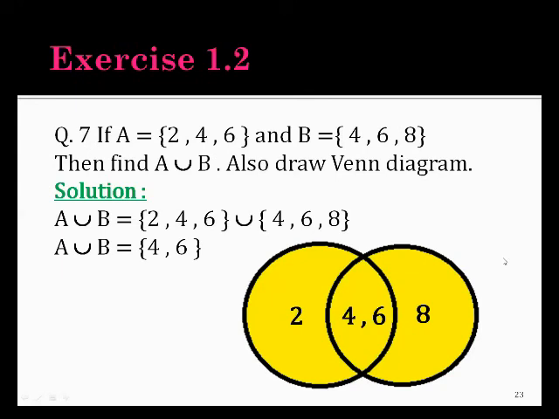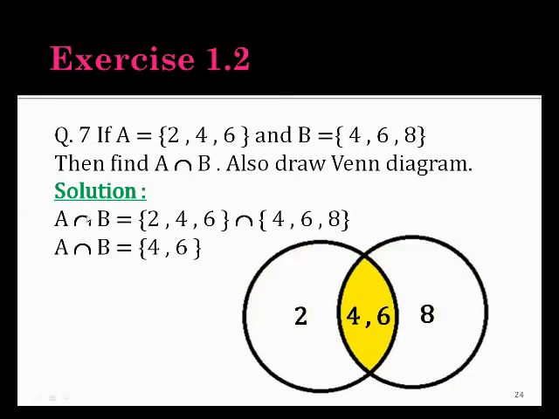Okay, students, here we have the same question, but we have to find the intersection. If we have a set A equal to 2, 4, 6, and we have a set B equal to 4, 6, and 8, then we have to find A intersection B and also draw the Venn diagram. A intersection B is equal to 2, 4, 6 intersection 4, 6, 8. Now here we have A intersection B is equal to 4, 6.